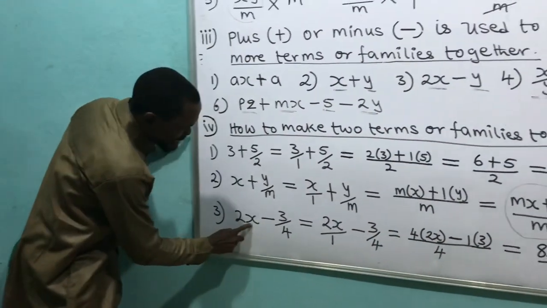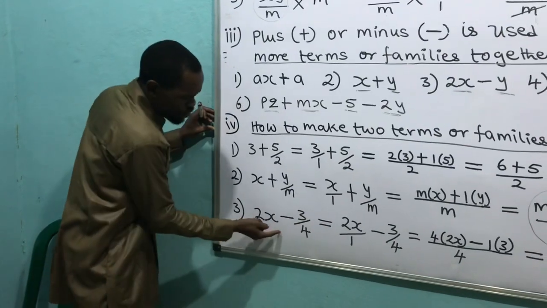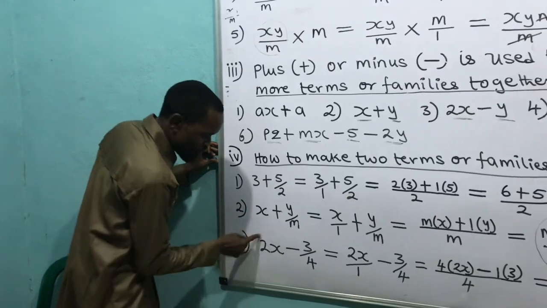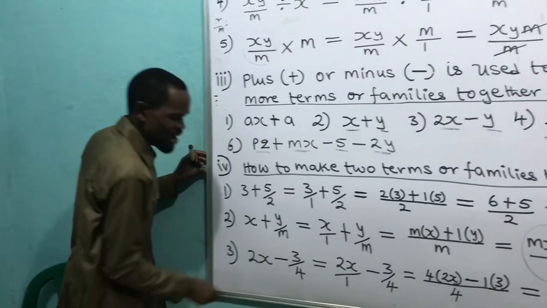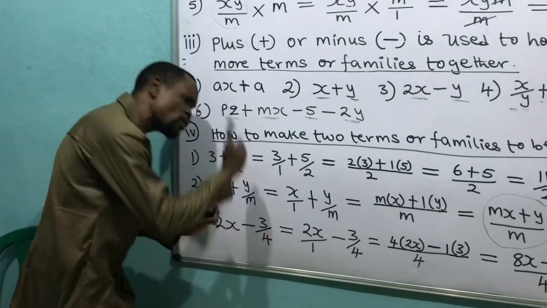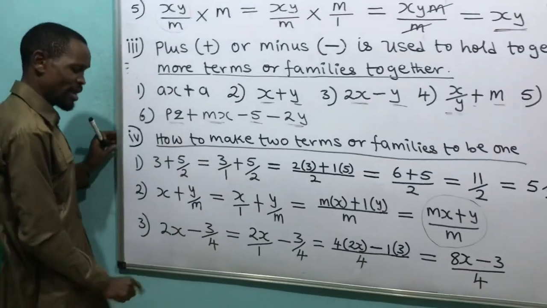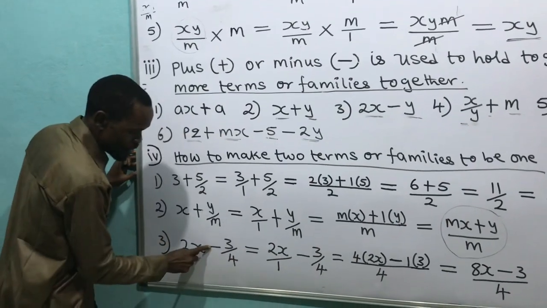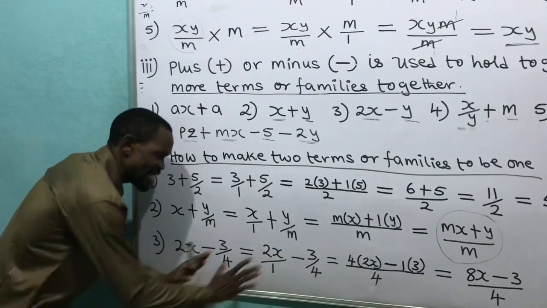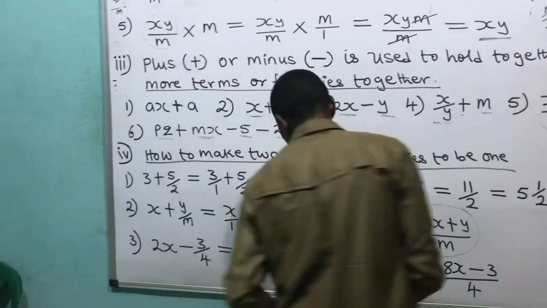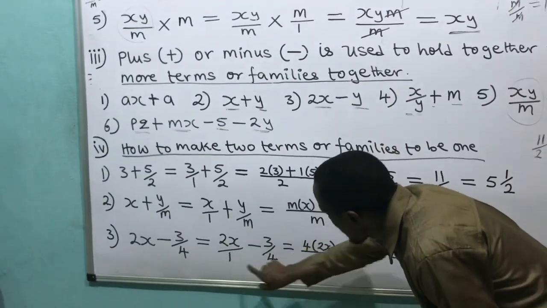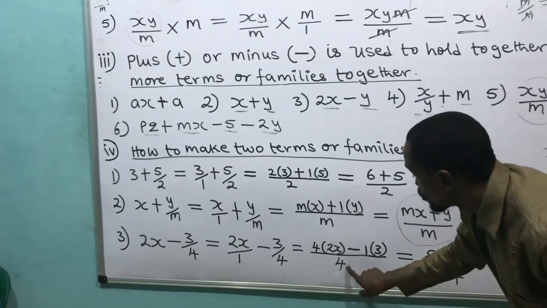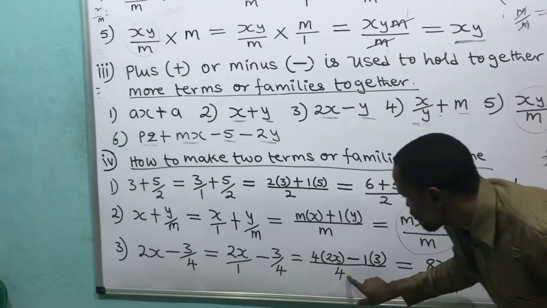Number 3, I have 2x minus 3 over 4. Look at one family. Look at another family. Hold together by minus. I want to make these two families to be one. I want to say 2x is the same thing as 2x over 1 minus 3 over 4. This thing I write here is the same thing as this. Then I want to see that this is LCM of what? 1 and 4. Look at denominator. I will say 1 times 4 will give me what? 4. Then this 1 divide 4.